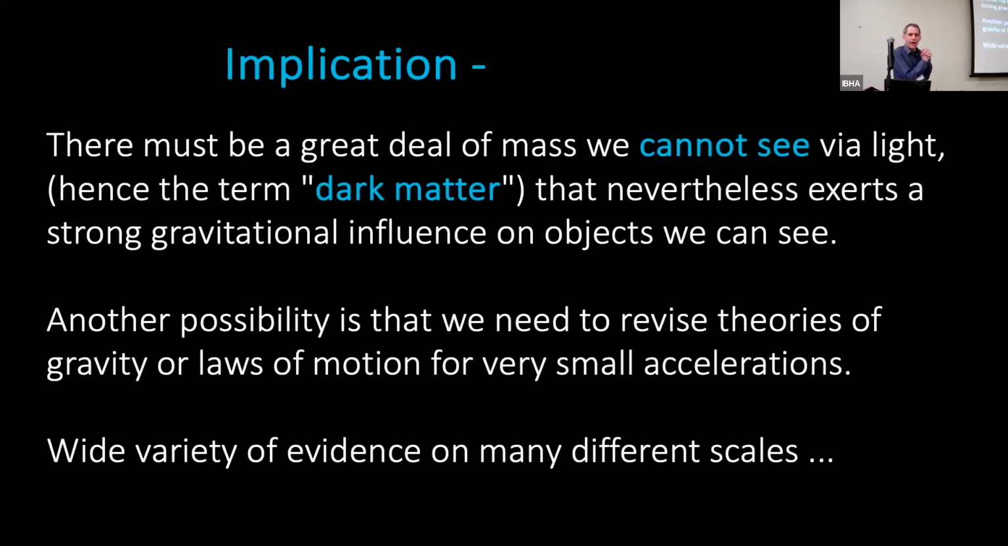The implication, just to summarize, is that there must be a great deal of mass we cannot see via light, hence the term dark matter, that nevertheless exerts a strong gravitational pull on the objects we can see. Okay, and it's important to point out that another possibility is that some of my assumptions are wrong there, right? Maybe the laws of gravity aren't what we thought. There are people who propose that and speculate about the possibility of alternative theories of gravity or even alternative theories of motion. At small accelerations, maybe something is different about how these behave.